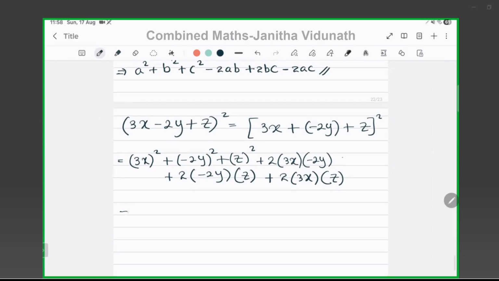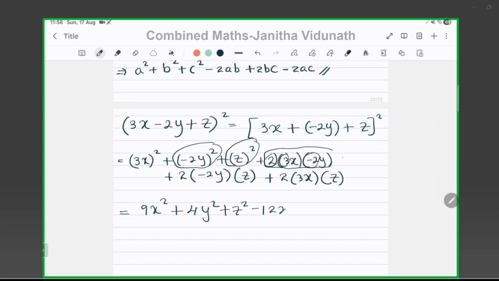Okay. Then we get 9x square, plus from this we get 4y square, from this we get z square, from this we get 2 times 3, 6, 6 times minus 2 means minus 12. Then we get minus 12xy. From here we get 2 times minus 2 means minus 4, minus 4yz. Here we get 2 times 3 means 6, then 6xz.